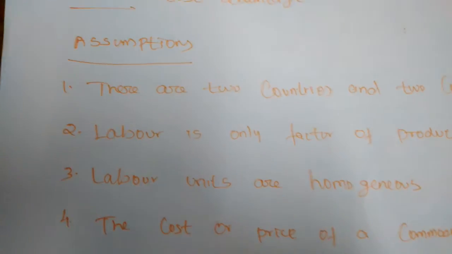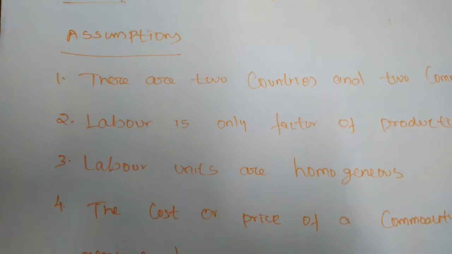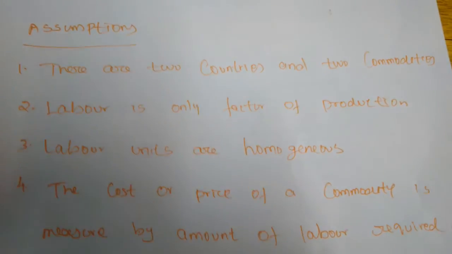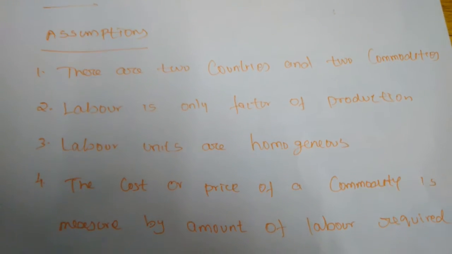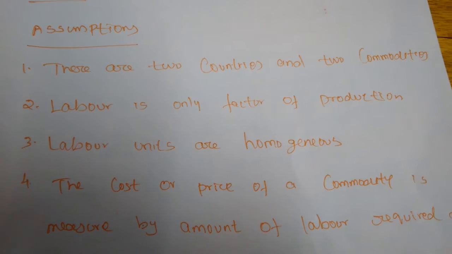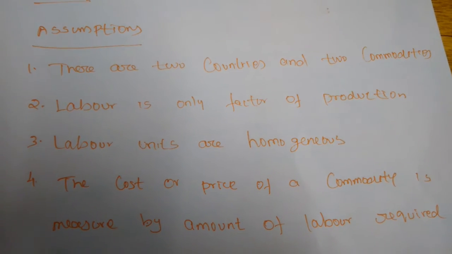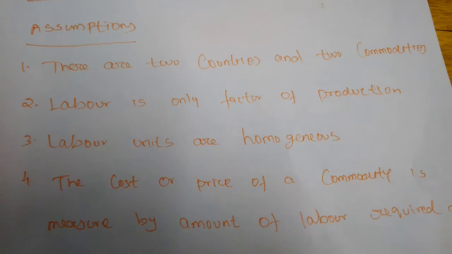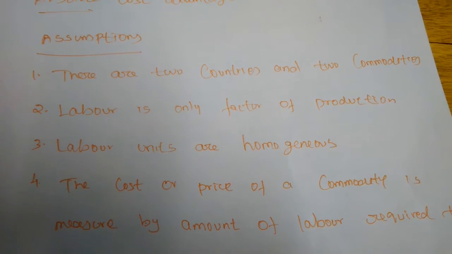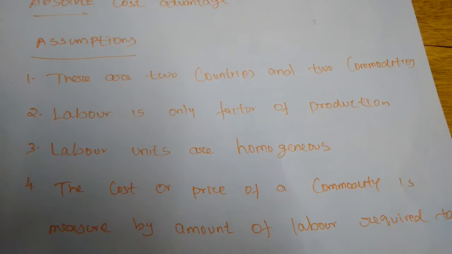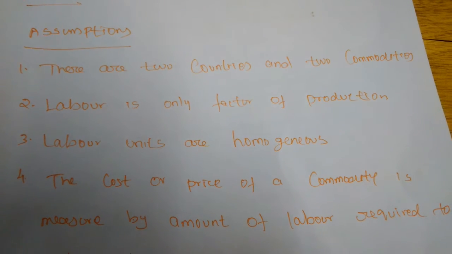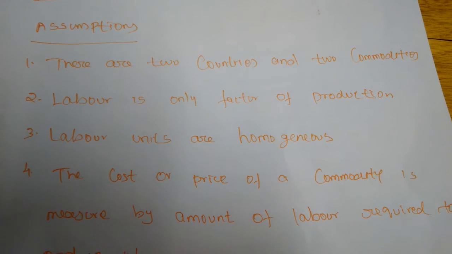For explaining this theory, we must take certain assumptions. First, there are two countries and two commodities. Two countries and two commodities means only two countries are involved in this international trade, and the two countries produce only two commodities, for example wheat and cloth. Both countries produce cloth and wheat only.